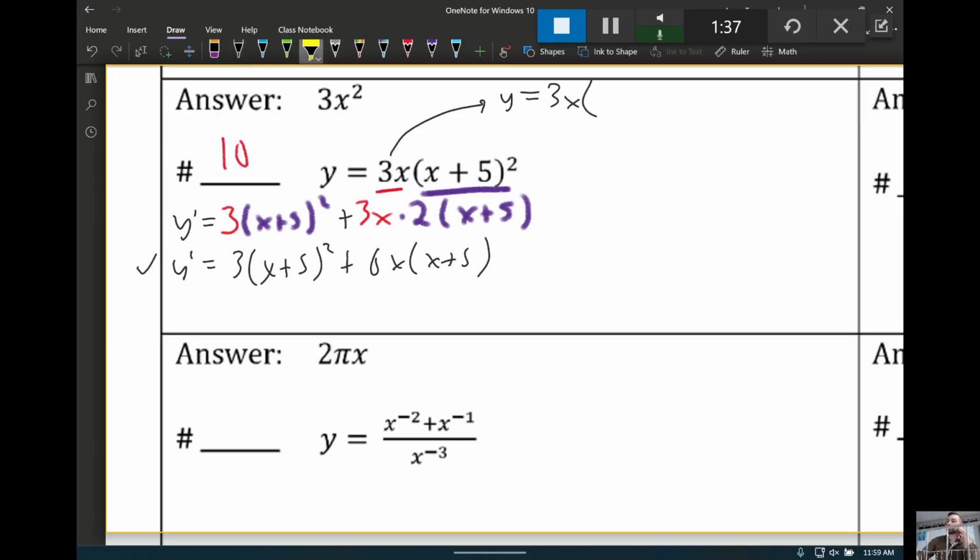So I will square x plus 5. That would be x squared plus 10x plus 25. It's not just squaring the x and squaring the 5. You actually have to FOIL it out. Then I would distribute the 3x.